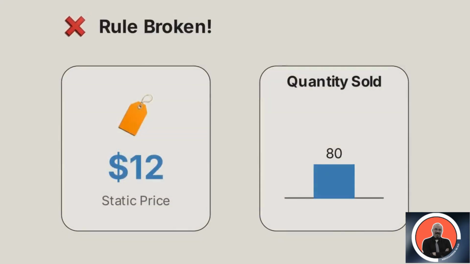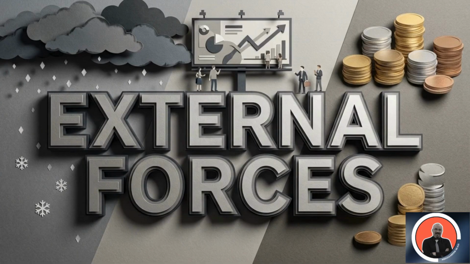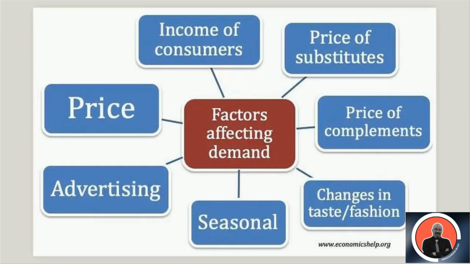If the price hasn't changed, but people are suddenly buying more, we have to look for factors outside of the price tag. We call these the demand shifters. These are the real-world events that change how people behave regardless of what the store is charging. This chart shows what these shifters look like.